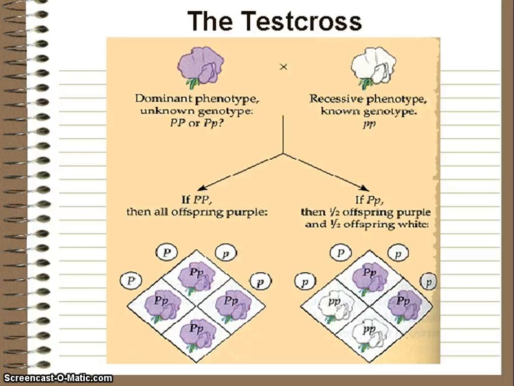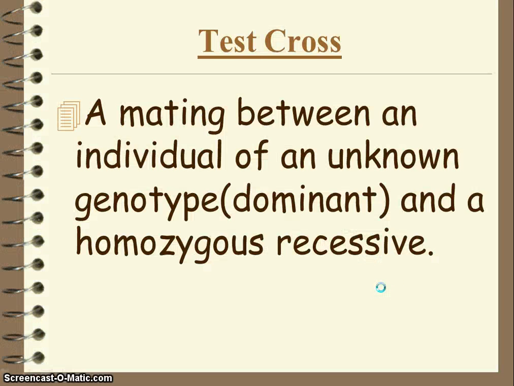A test cross is crossing an unknown genotype with the known genotype. So the unknown genotype is always going to be the dominant. So is it going to be capital capital or capital lowercase? And we're always going to cross it with the known. And you get 2 different options. If you cross it with the homozygous, then they're all purple. And if you cross it with the heterozygous, you get half purple, half white. So a test cross is the mating between an unknown genotype with the homozygous recessive, or the known genotype.